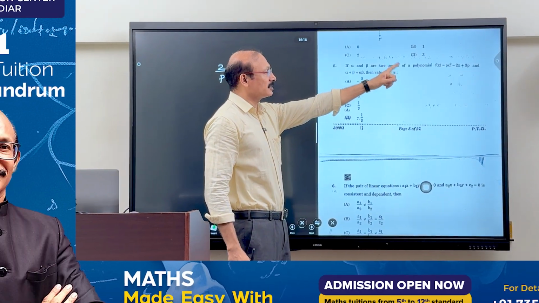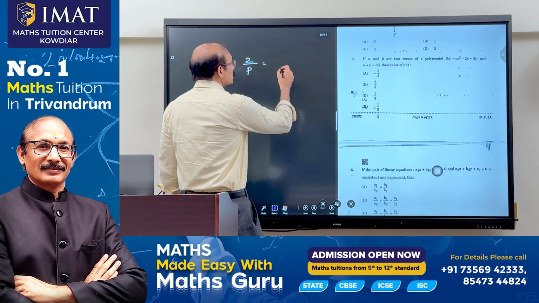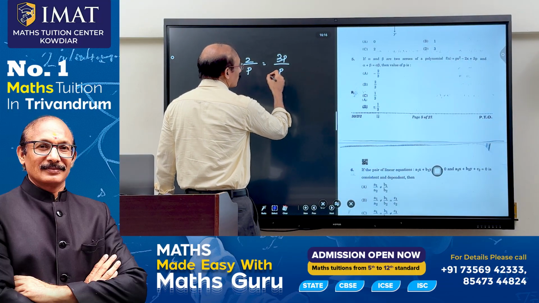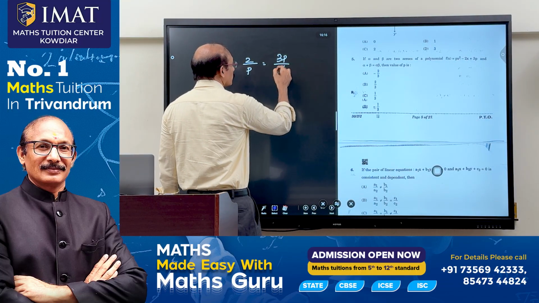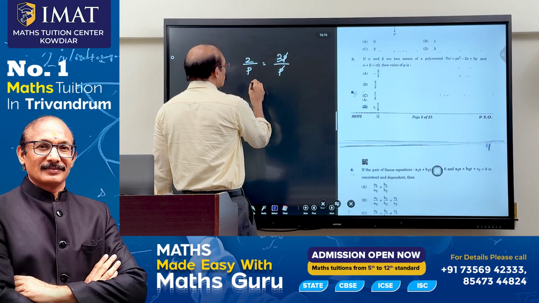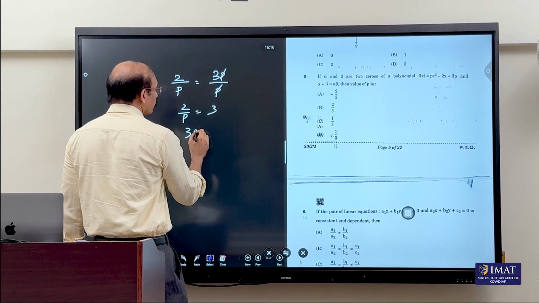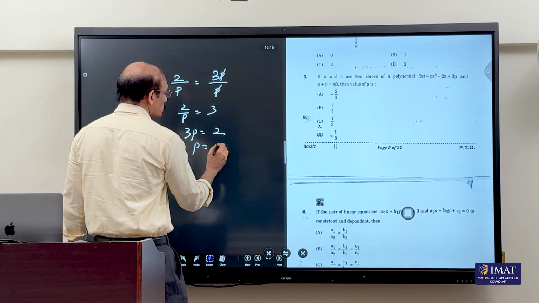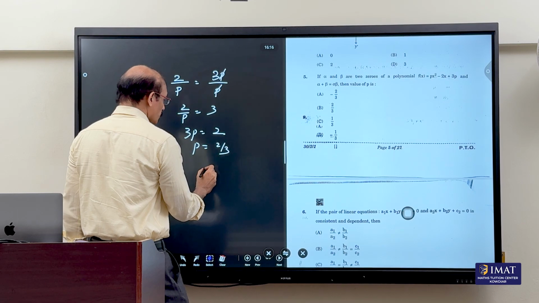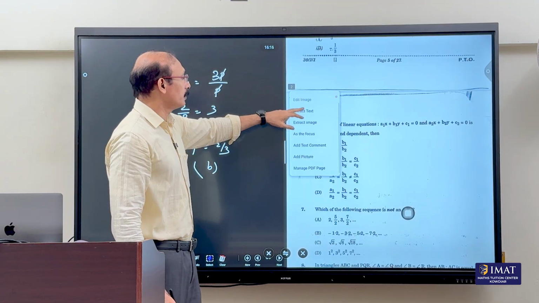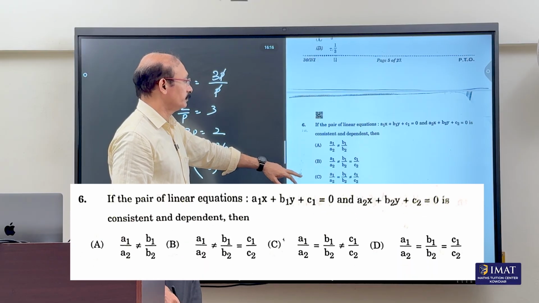The product of the zeros is c by a. What is c? C is the constant term 3p divided by a. A is the coefficient of x square. So on solving this, you will get 2 by p is equal to 3. On cross multiplying, you get 3p is equal to 2 or p is equal to 2 by 3. So the option is B.